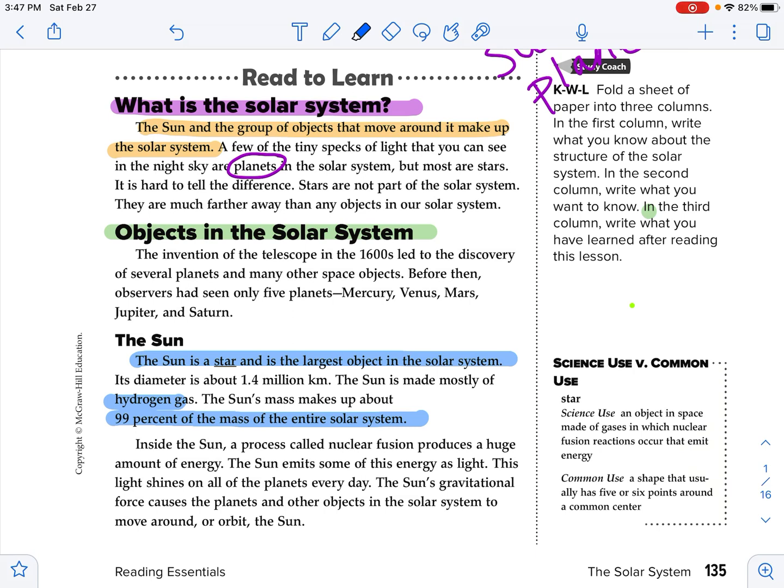So inside the sun, a process called nuclear fusion produces a huge amount of energy. The sun emits some of this energy as light. The light shines on all of the planets every day. The sun's gravitational force causes the planets and other objects in the solar system to move around or orbit the sun. So that we have talked about in our previous chapters.